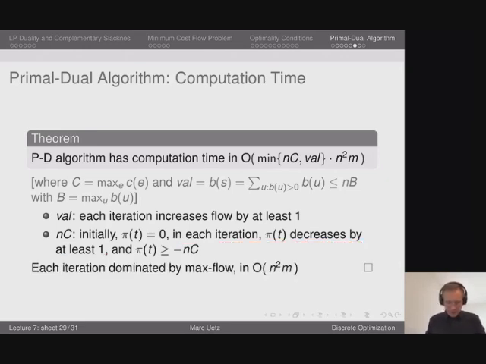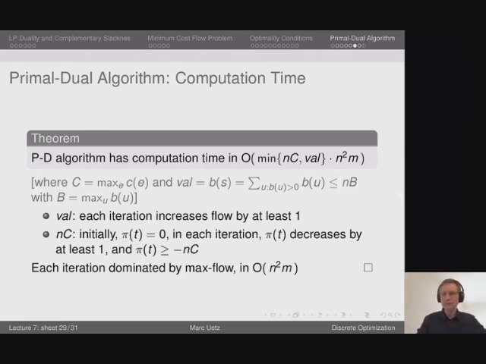And of course, each iteration is actually dominated by this maximum flow computation. We have to compute shortest path lengths once, that would be Dijkstra's algorithm, and we have to compute a maximum flow, and that maximum flow computation really dominates each of the iterations. Therefore, we obtain this upper bound on the computation time. Notice that this is not a polynomial computation time in the size of the graph because it really depends on the values. But nevertheless, the algorithm in practice is very fast.